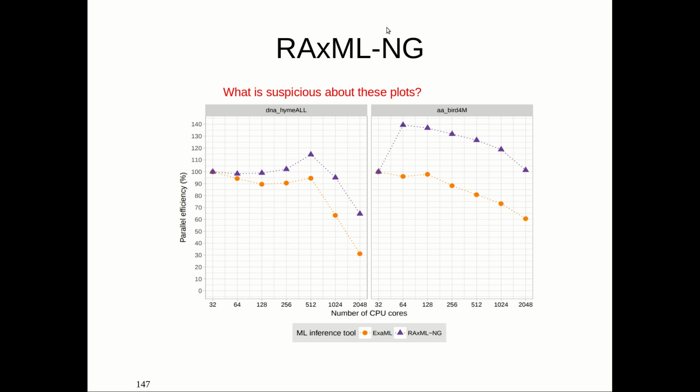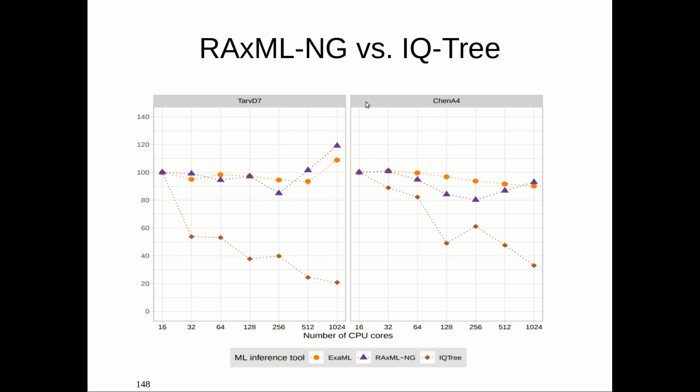Right, so basically what is suspicious about these plots, this is what I just discussed. And here, if you prefer using IQ-tree, here's a comparison of the parallel efficiency of RAxML compared to IQ-tree. So you can see here that IQ-tree had a different focus. They never really focused that much on parallelization, so the parallel efficiency of IQ-tree is substantially lower.